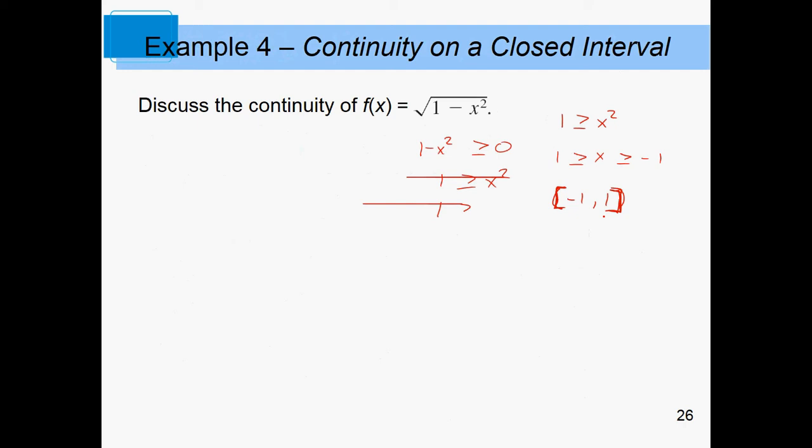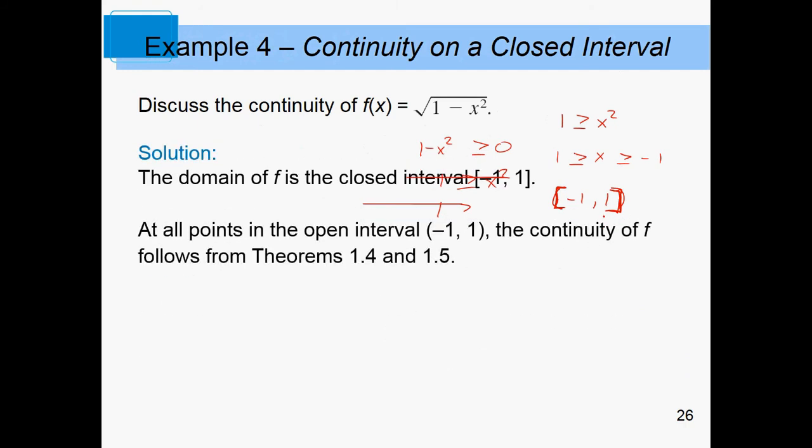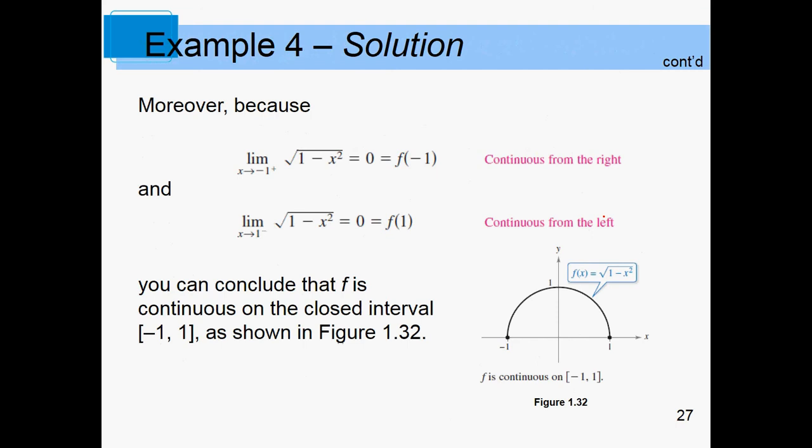So the question is, does f of negative 1 equal the limit as x approaches negative 1 of f of x? Does f of 1 equal the limit of f of x as we're approaching 1? We can just plug those in and see, and we get, yes, those limits do exist. All this is exactly what I said. The limit is zero for both of them, so we know it exists. Questions? Comments?